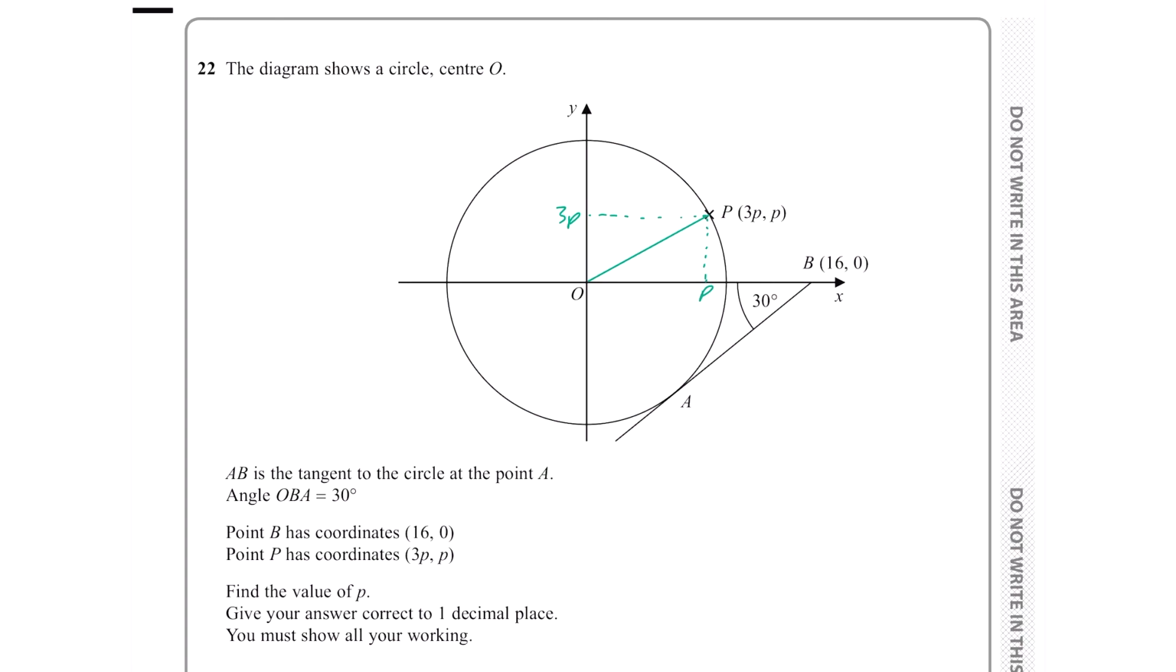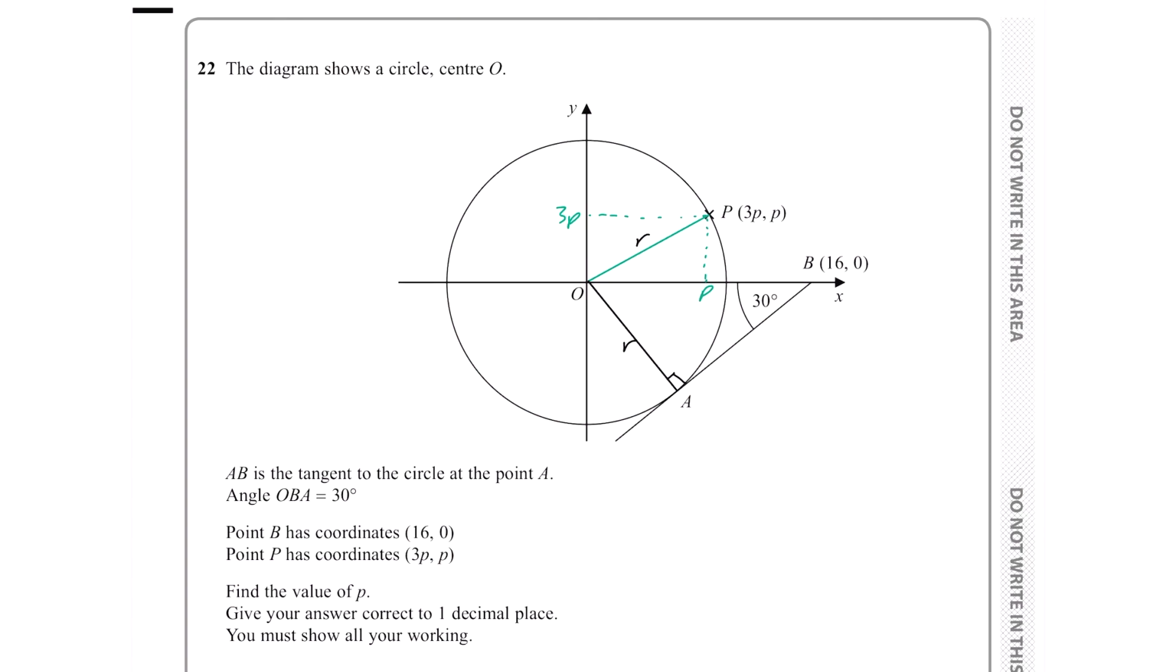But we know one other thing: point A connects with O, and the tangent meets the circle at 90 degrees. So we know that's 90 degrees. And we know that is also the radius. So this line here is the radius, and this line here is also the radius. The radius is the distance from the center of the circle to the circumference. So if we can work out what the radius is, we can use it. And if it's not clear how we're going to use it, let's just work it out for now, and you'll start to see how we use it.